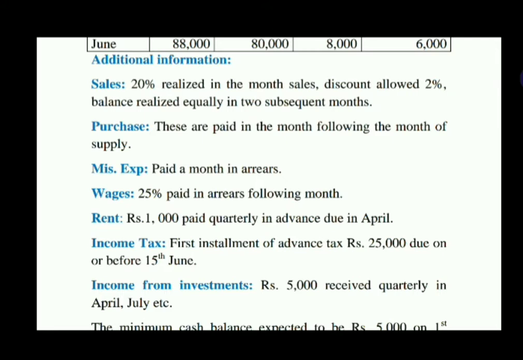And third one, miscellaneous expenses paid a month in arrears. That means there is a delay of 1 month in payment of miscellaneous expenses. So we are paying with a 1 month delay, always 1 month arrears.